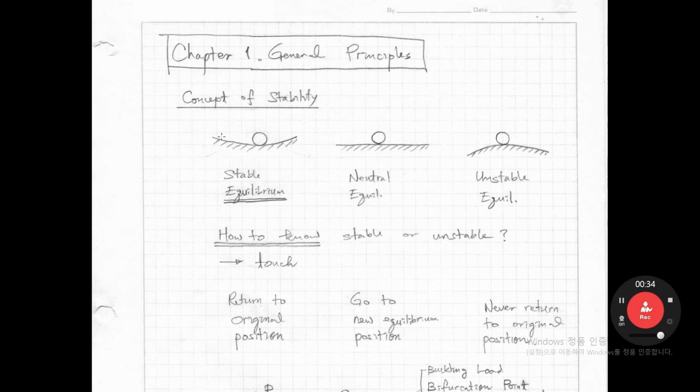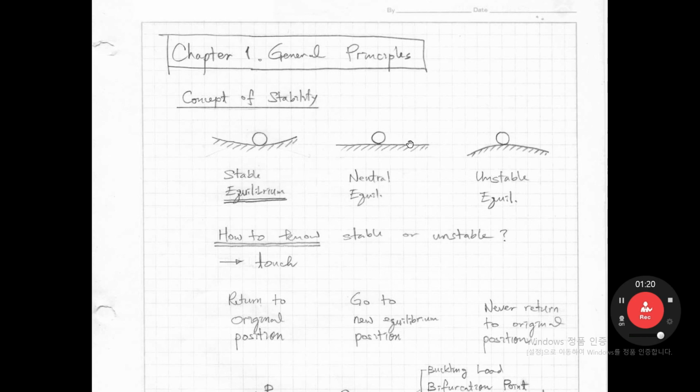If you get this kind of concave curve, then there is some ball here. If you touch this ball, and the ball goes and then comes back, it simulates stable equilibrium. The status is stable, and this ball stays on the point, so we call it equilibrium.